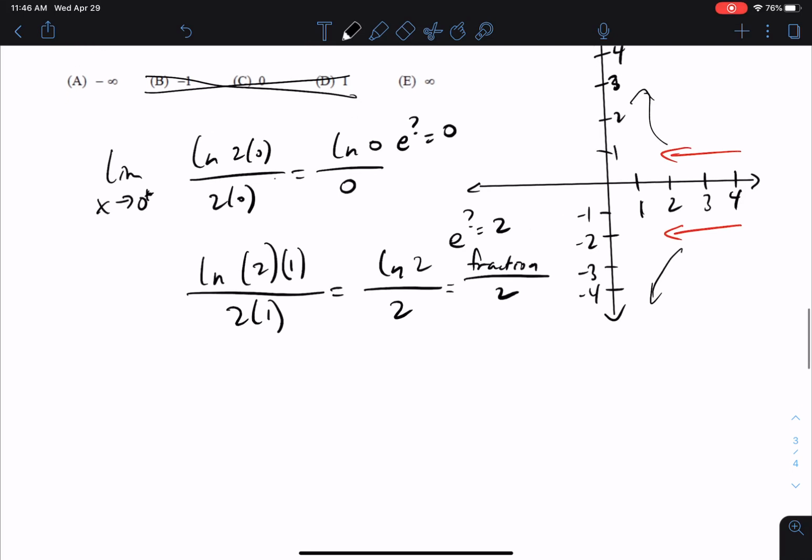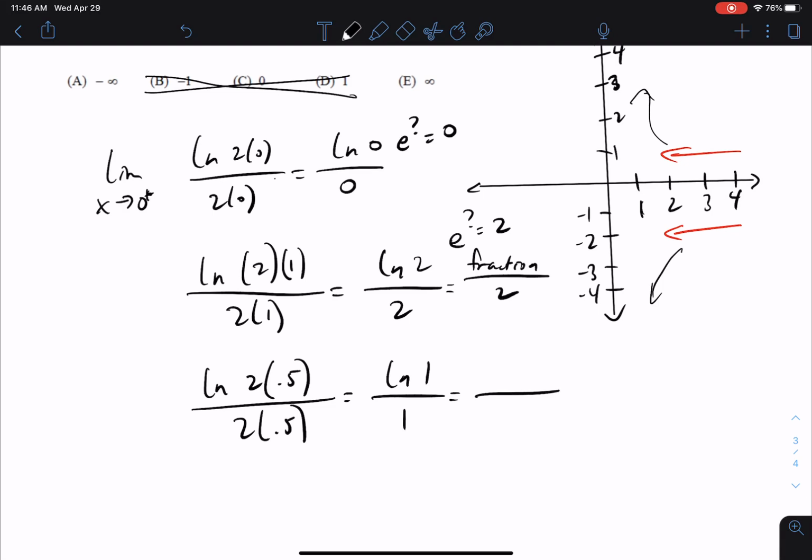Okay? So let's get closer to 0. Let's plug in the natural log of 2 times, let's try 0.5. So 0.5 on top, 0.5 on bottom. So the natural log of 1 over 1. Well, the natural log of 1, again, is 0, because e to the 0 power. So you're going to get 0 here. Okay, so we went from a positive fraction to 0. It looks like we're going down. We're getting negative.